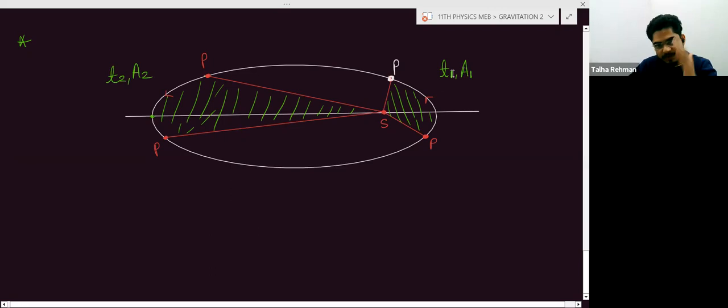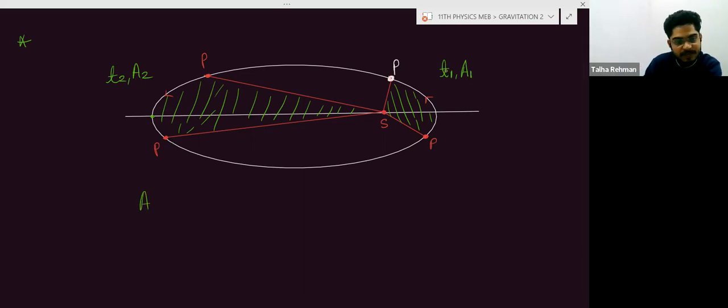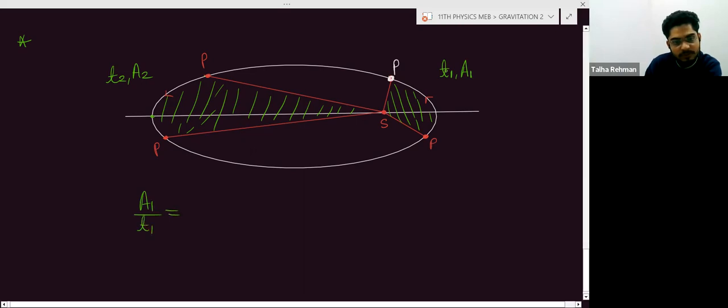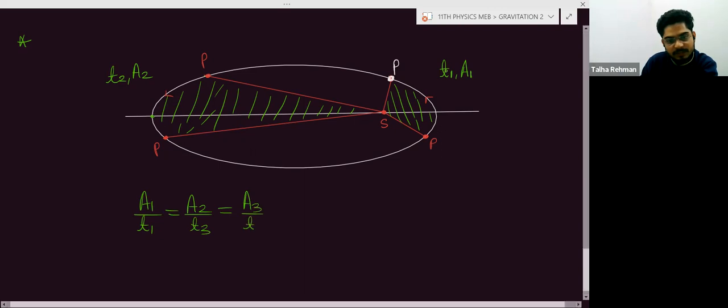Means this area is a1, this area is a2, and the time for the motion of the planet from here to here is t1, and for this planet the time is t2 in moving from here to here. So what is the meaning of the aerial velocity constant? Aerial velocity constant means this ratio of area by time, a1 by t1, is equal to a2 by t2. You can take other areas or other times also, that will be equal to a3 by t3 and so on, a4 by t4. All these are constant.